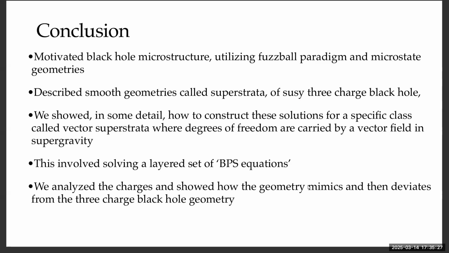So the conclusion is I tried to motivate why we need black hole microstructure. How do you compute the solutions? And we looked at smooth 3-charge geometries. We tried to look at the microstates of the 3-charge black hole. It's subleading in the entropy, so these are probably just as subleading as the original ones that were built. And so we analyzed the charges and we looked at some of the behavior.